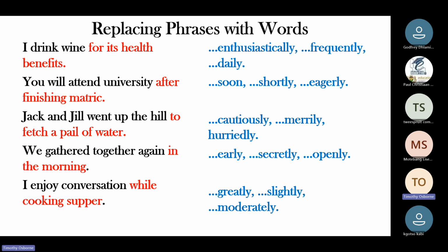So let's take a look here. I've got here, I drink wine enthusiastically or frequently or daily. Any one of those three words would be correct in the context of that sentence. Then we've got, you will attend university after finishing matric. And here, you will attend university soon or shortly or eagerly.